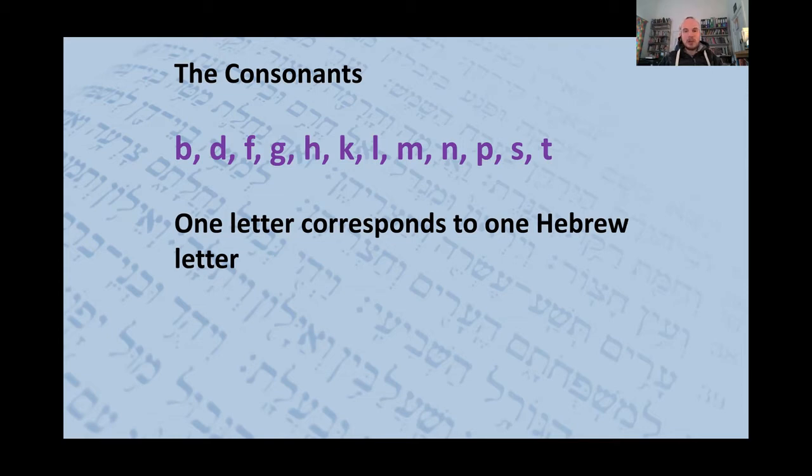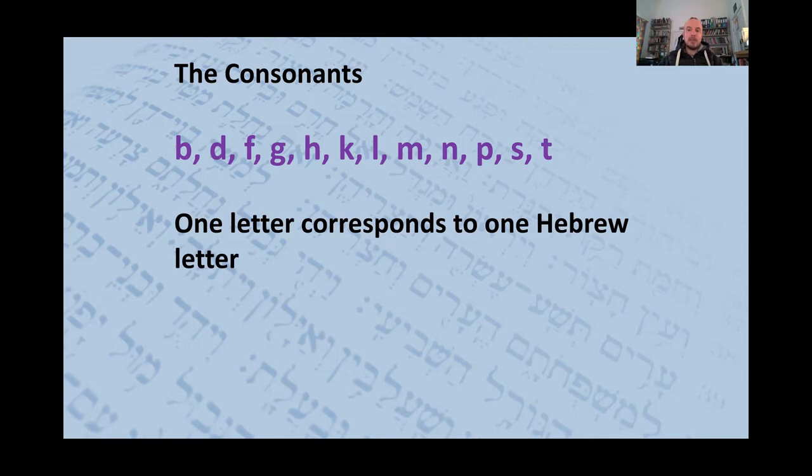And I put here that one letter corresponds to one Hebrew letter. That means that one letter in the system that we're learning now corresponds to one letter that you'd find in the actual real Hebrew writing. Some people, when they make a system for pronouncing Hebrew, sometimes use two letters.